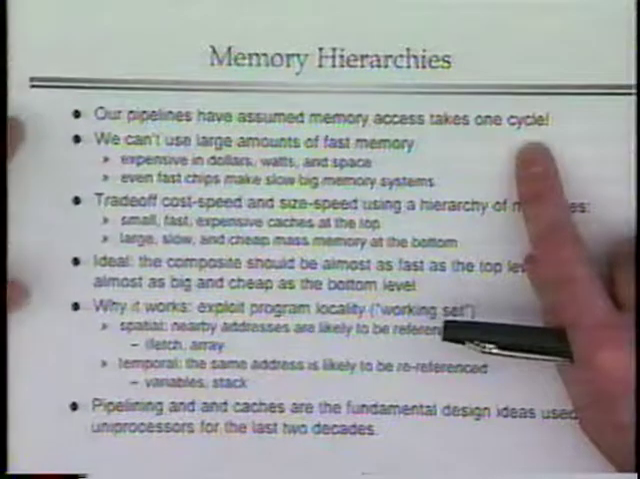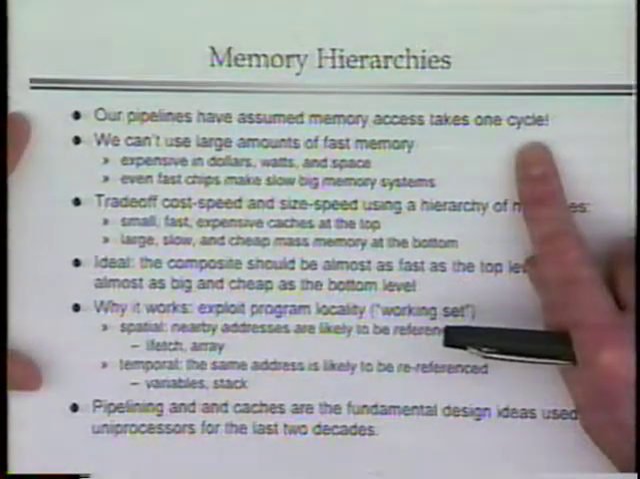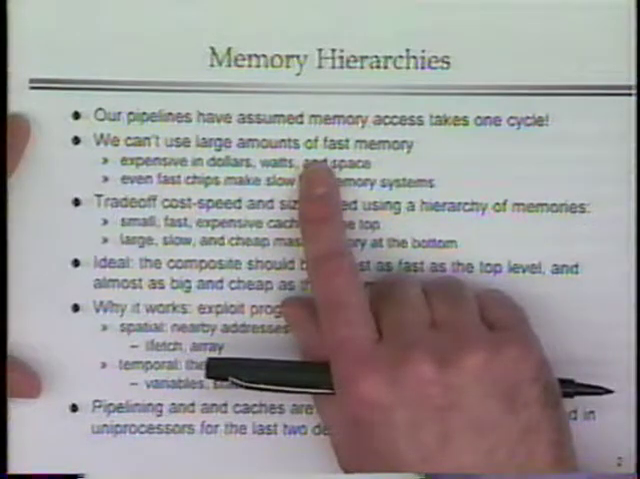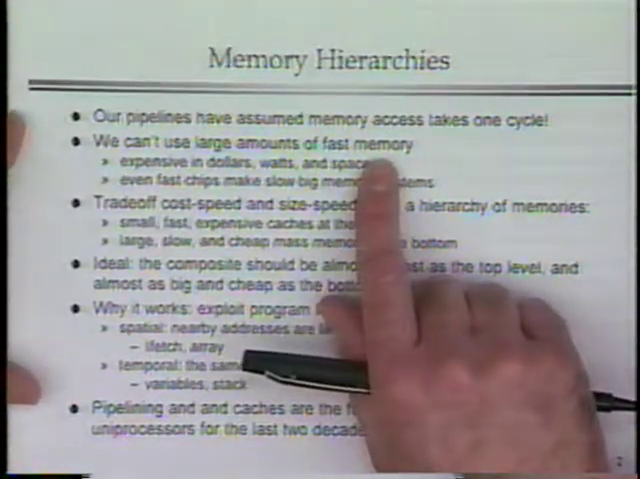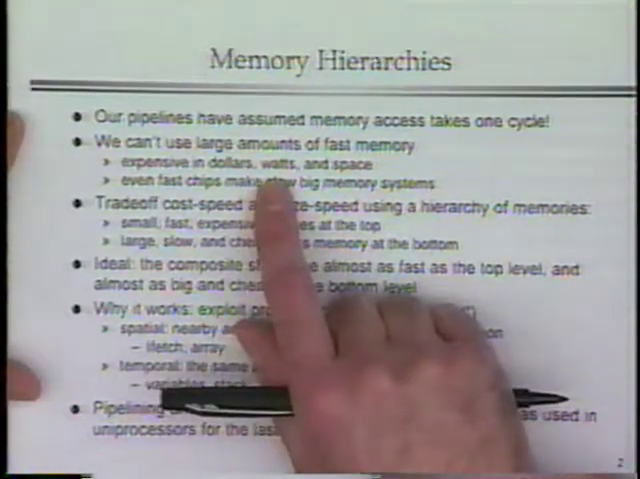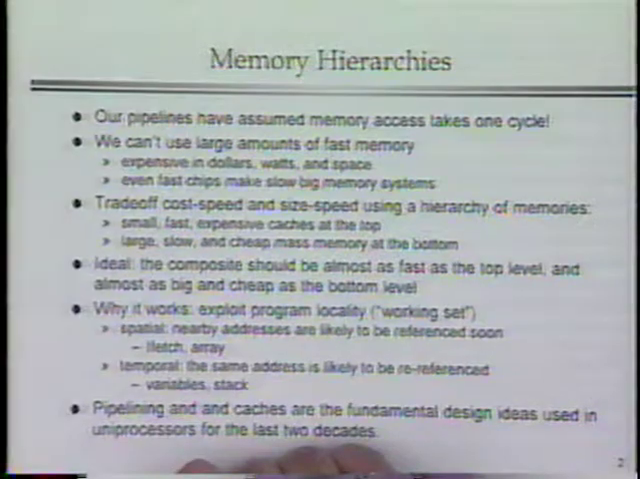Okay, this is all a review. I'm sure you understand this. Our pipelines assumed memory access takes 1 cycle time, and obviously it doesn't. It could, if you were willing to spend enough money to use a lot of fast memory, the fastest memory that money can buy, but you can't because it costs too much money, it takes too much power, it takes too much space, you can't fit it on the chip.